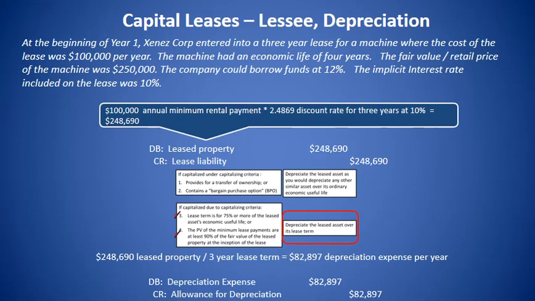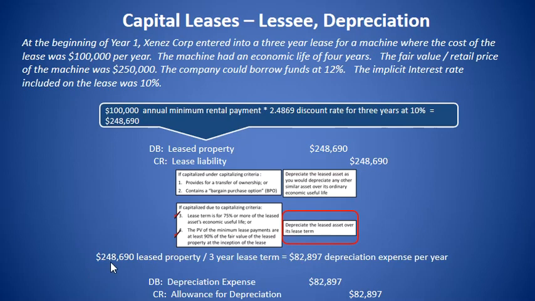The reason we know that is because we've reviewed the criteria for a capital lease. Criteria number one, it provides for the transfer of ownership. In this case, there is no indication of a transfer of ownership. It contains a bargain purchase option. There's no indication in the wording of the problem that there's a BPO. So we go to criteria 3 or 4, and both criteria 3 and 4 are met. So when we depreciate this leased property, it's going to be depreciated over the lease term.